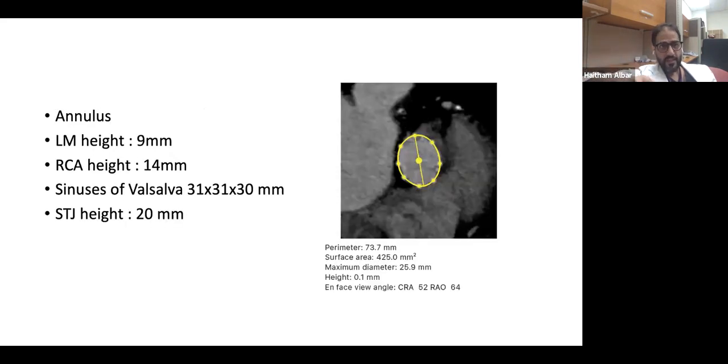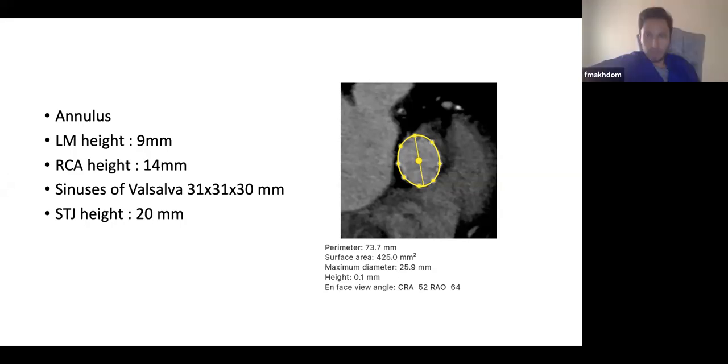If everything is okay, so now this is the CT done. So I have, sorry, okay, the annulus, left main height is 9 millimeter, RCA 14 millimeter, sinus is 31, 31, 30, here 20. I didn't recall it in the core valve, but I think he can take a 23 valve, but there is a chart, of course, I didn't memorize it.